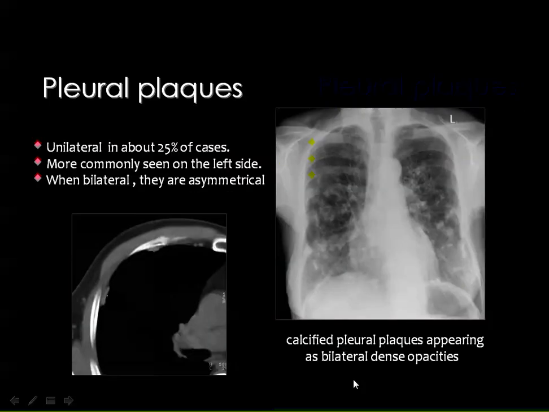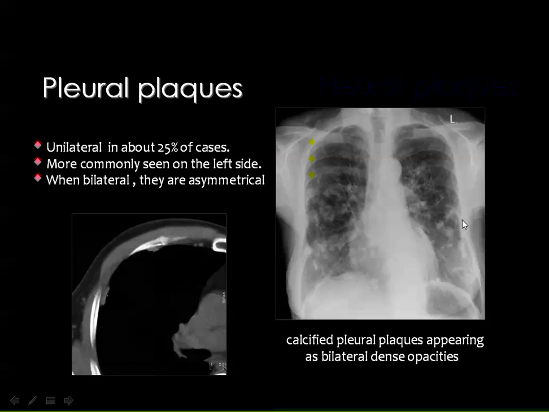Here you can see a chest X-ray with multiple fluffy opacities scattered throughout both lung fields. Some of these opacities are relatively dense, suggesting the possibility of being calcified. And also you can see linear calcific shadows along the costal surface, suspecting that these are of pleural origin.